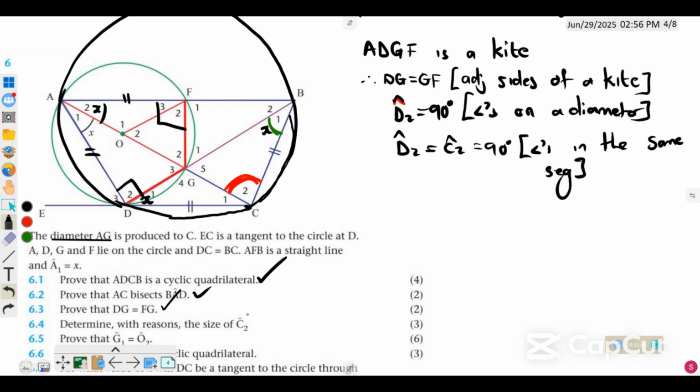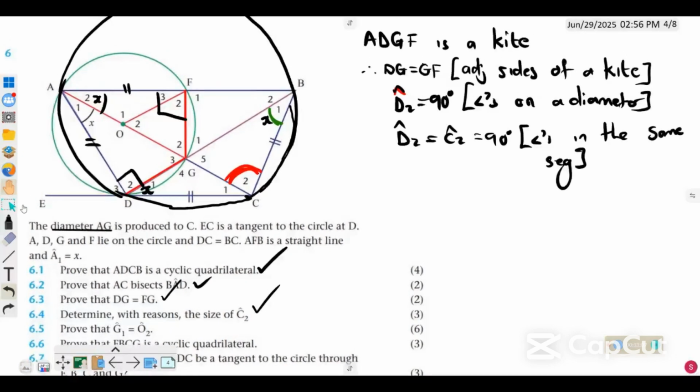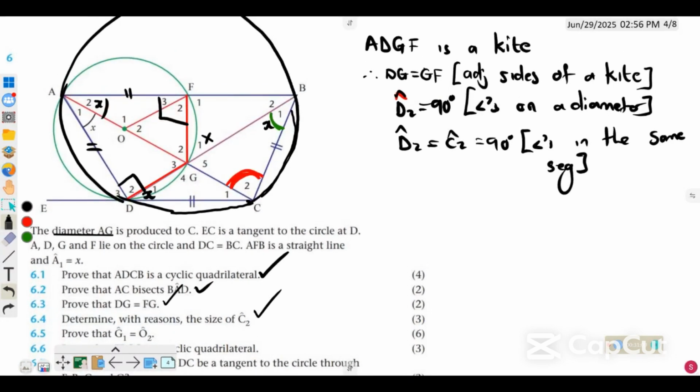Okay, so there we have angle C2. Prove that angle G1 is equal to O2. Where's G1 first? There's angle G1 right there. We first need to find angle G1, or we need to find O2, one between the two. We either find angle G1 first, and then we find O2. And G1 seems like it's a bit difficult to find.